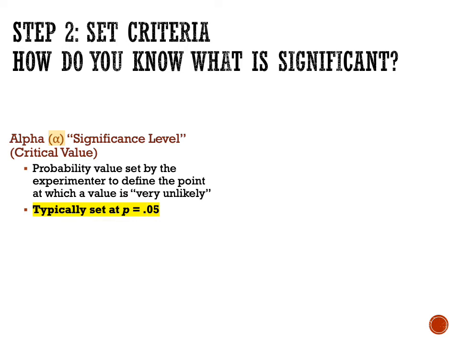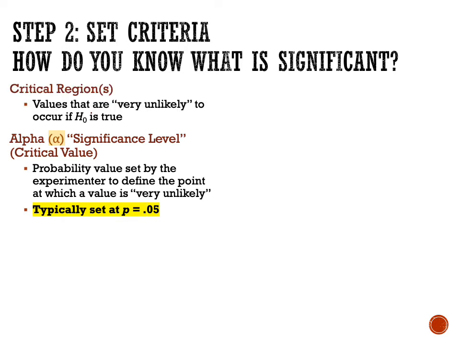That's our threshold. Any values beyond that alpha level are our critical region. So you want your result to be within the critical region. So if your critical value or your alpha is 0.05, you want your results to be beyond that range.